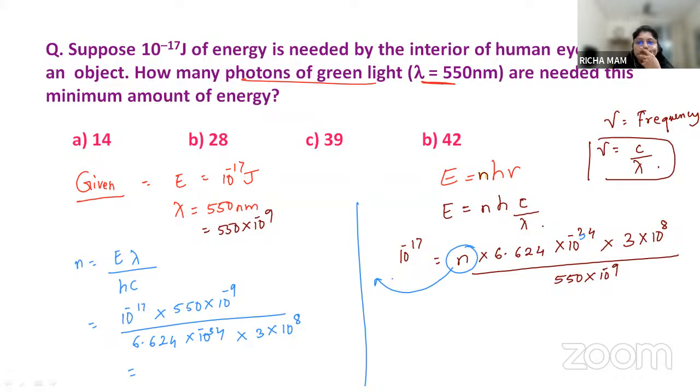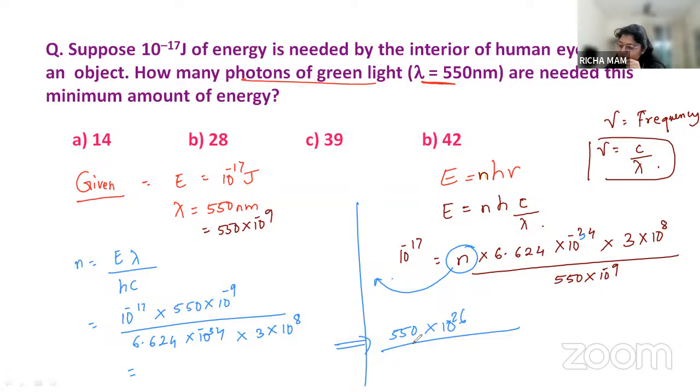What is the answer you are getting after solving? Simple calculation. 550 into 10 raised to 17, 18, 19, 20, 22, 24, 26. So minus 26 divided by 6.2. Very simple calculation.